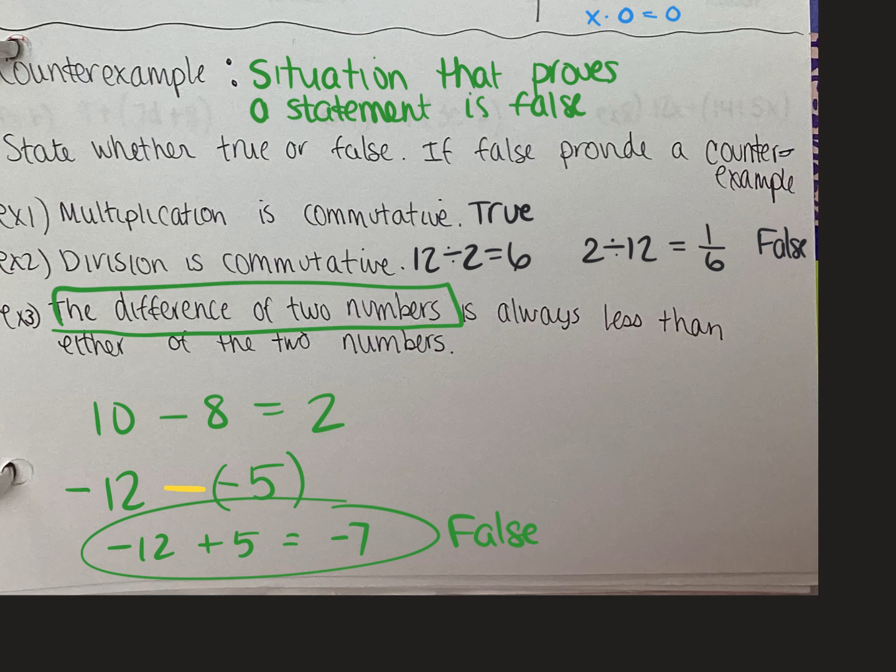So that one was tricky because if I picked positive numbers, it worked out. But if I pick negative numbers, because the two signs are touching, it's now going to be a false statement.